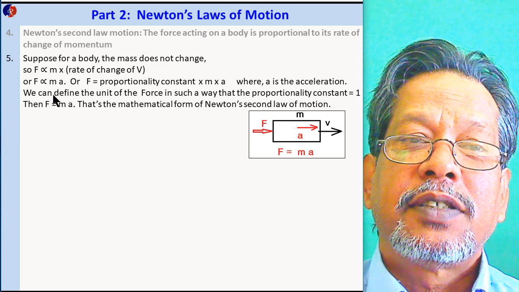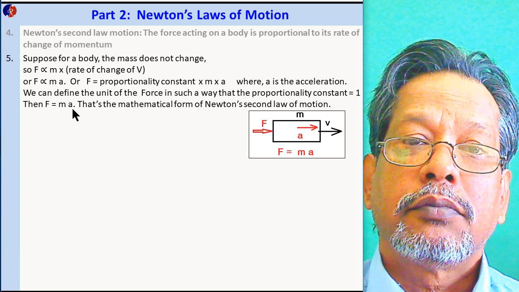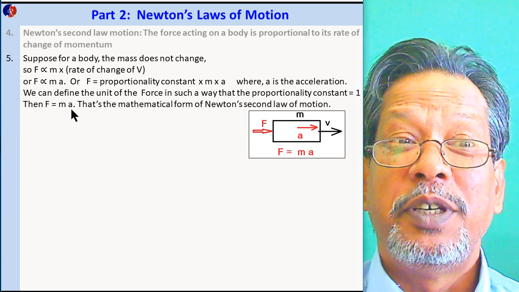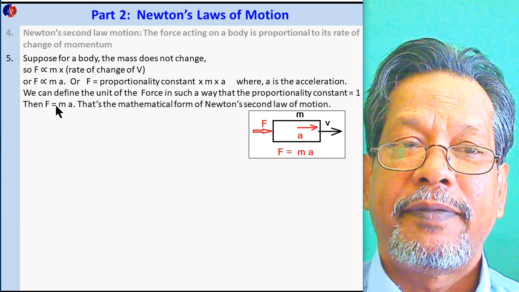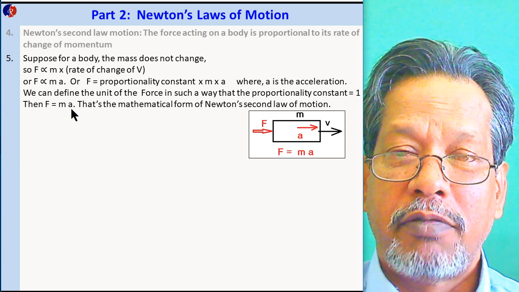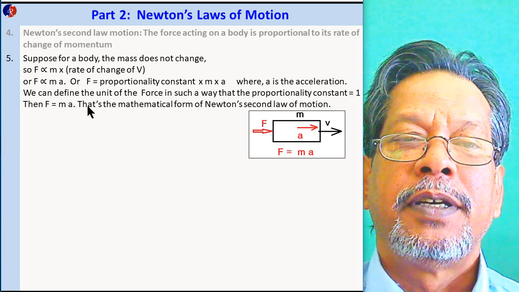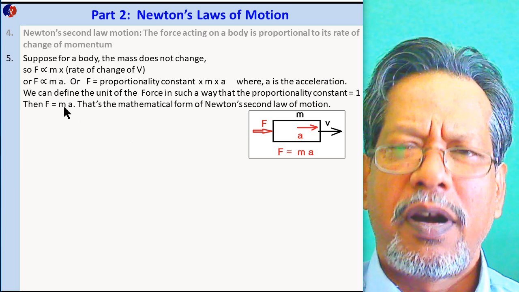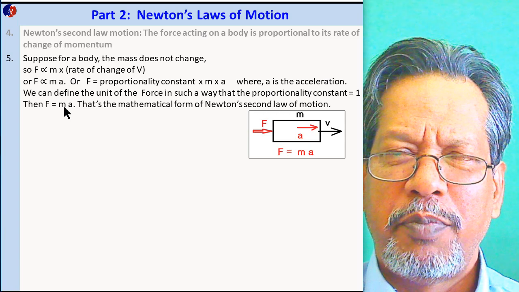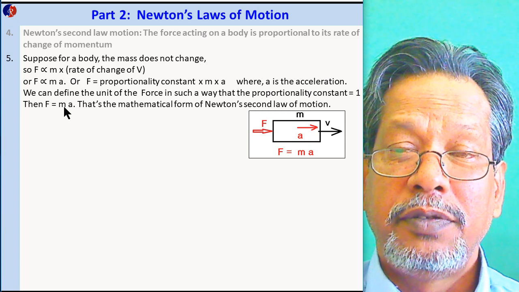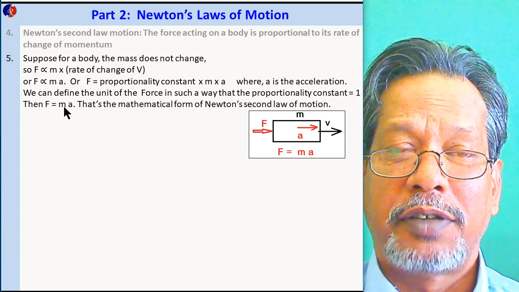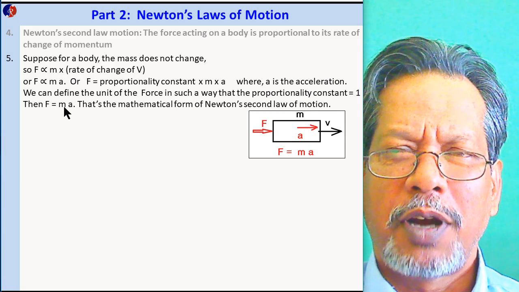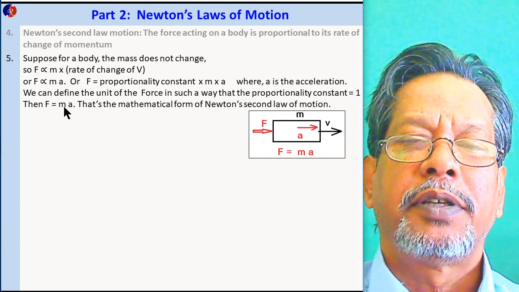So this is the famous formula of Newton's second law of motion. F equals mass times acceleration of a body. That's the mathematical form of Newton's second law of motion. Very important formula. One of the most important formulas that you'll come across in the fundamentals of physics. We'll talk about where these formulas can be applied later.